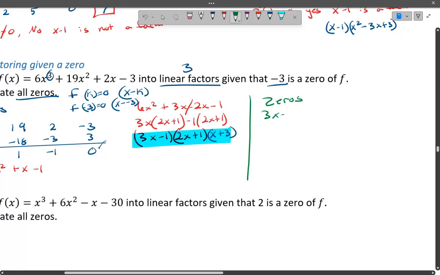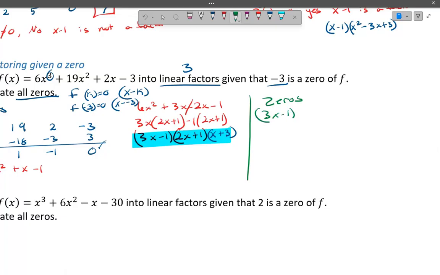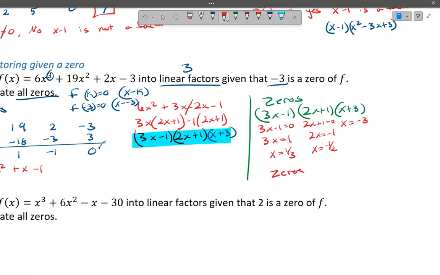So we have our factors 3x minus 1, 2x plus 1, and x plus 3. Those are all of our factors. Well, we know this one gives us the zero of x equals negative 3. We just need to solve the rest of these. So we can use our zero factor property and solve x equals 1/3 and x equals negative 1/2. So all of our zeros are 1/3, negative 1/2, and negative 3.